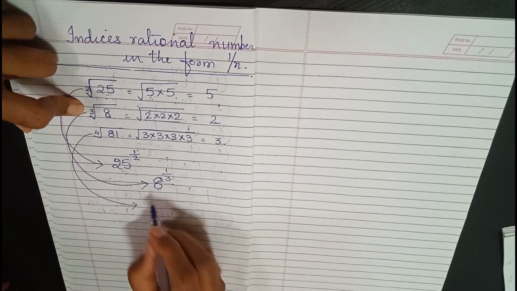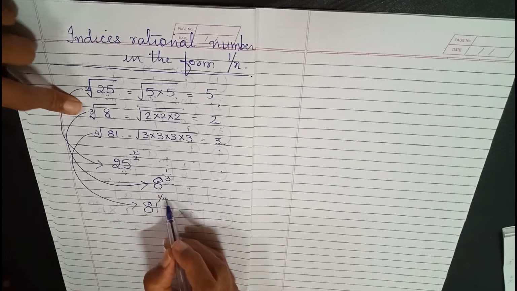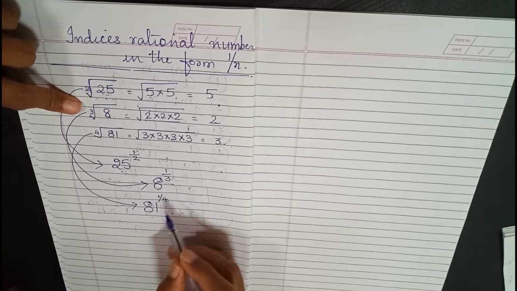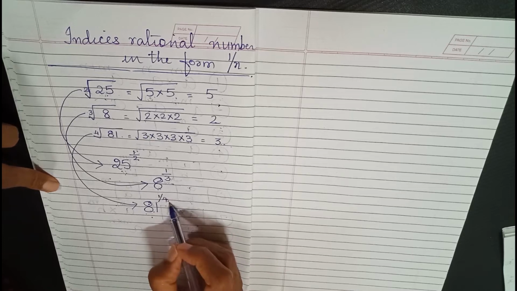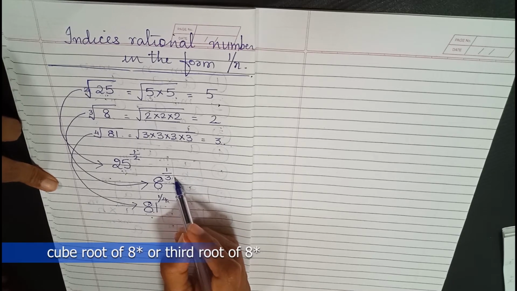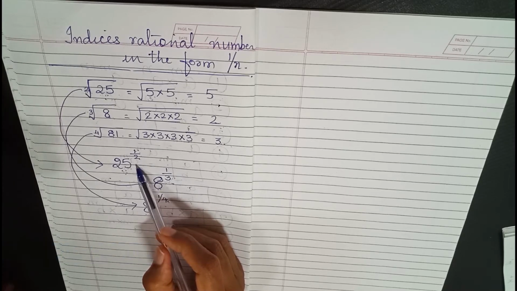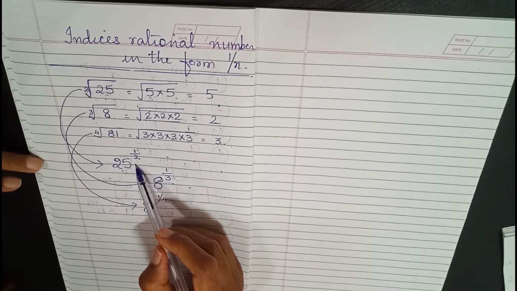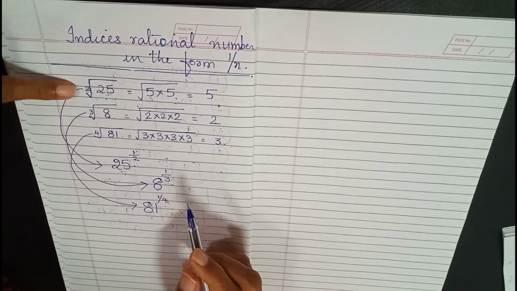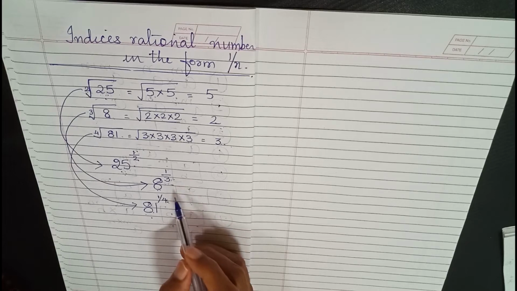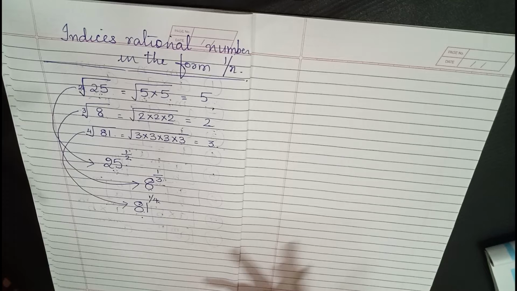Similarly, this also can be written as 81 raised to 1 upon 4. This is the fourth root of 81, which says divide 81 into 4 parts and take 1 out of it. So this is the fourth root of 81, this is the cube root, or third root of 8, and this is the square root of 25, or second root of 25. So we can express the same number in 2 forms, that is the root form and the indices form. Let's take some more examples and let's study it.